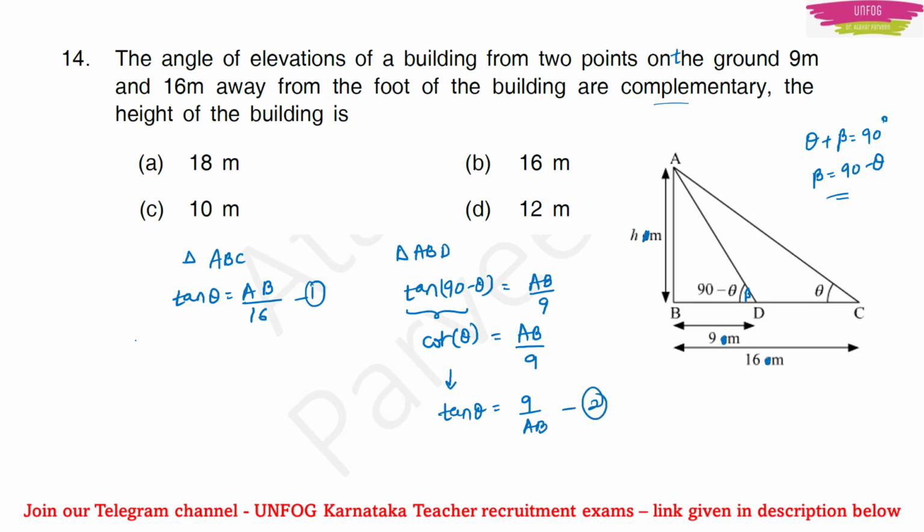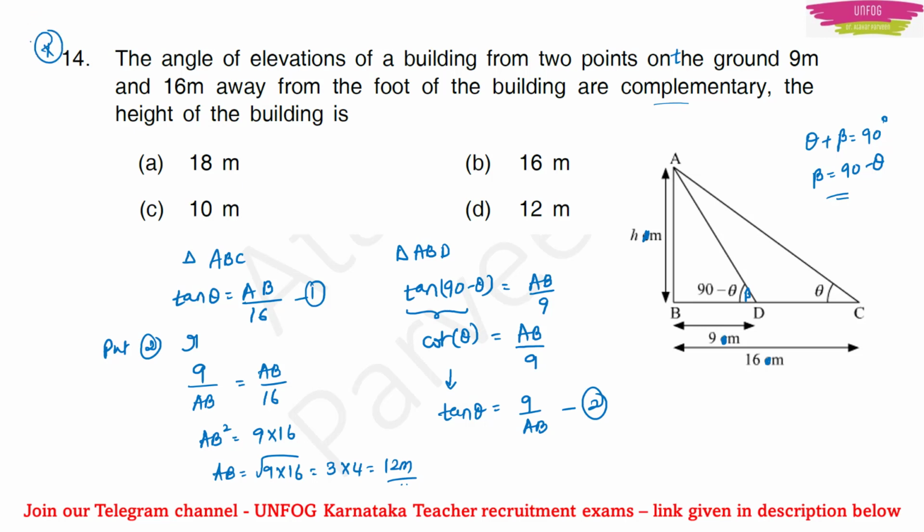Now I can put 2 here. What is tan theta? It is 9 by AB. So this will be equal to AB by 16, or AB square will be equal to 9 into 16, or AB is equal to square root of 9 into 16, or this is equal to 3 into 4, or this is equal to 12 meter, and this is your height of the building. So you can take this also as an important problem.